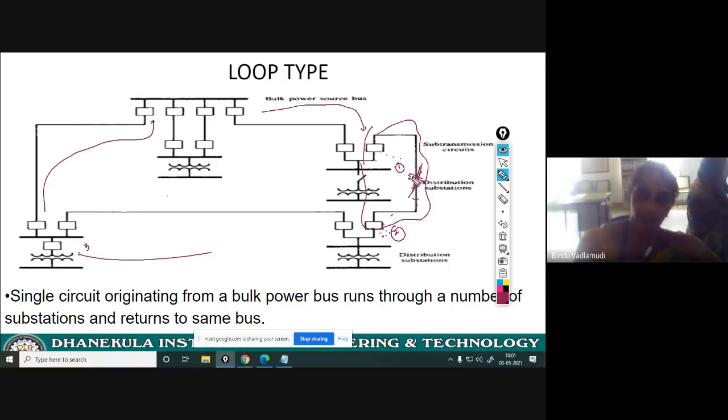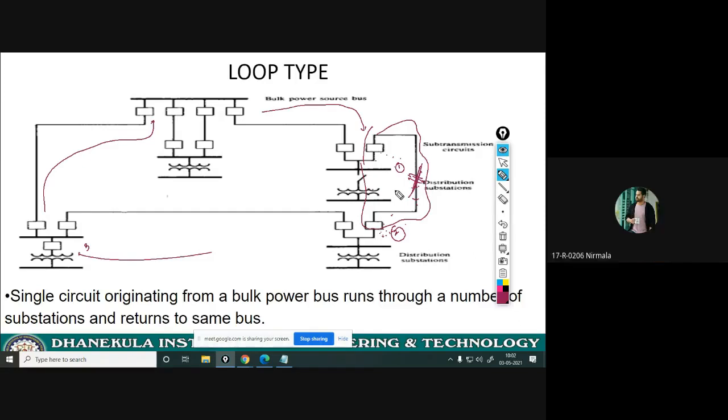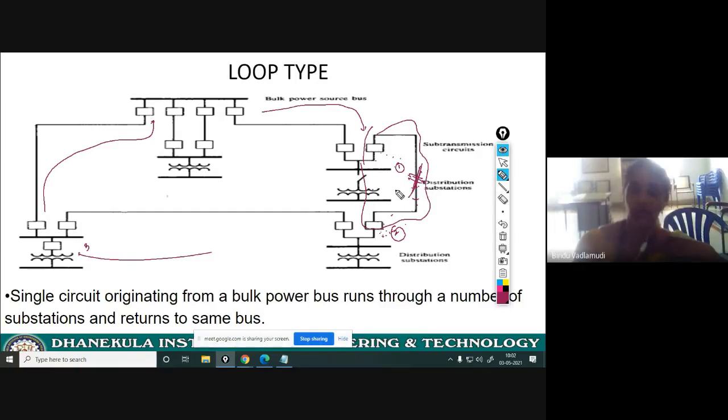So what happens if the fault occurs here? Is the second substation providing any backup to the first substation? No. Is it clear? Then are you meeting the objective of the distribution system planning? No, ma'am. Is it clear?